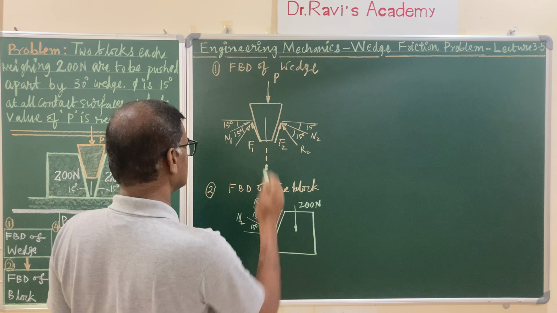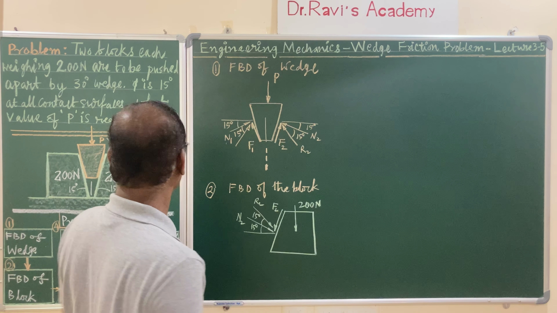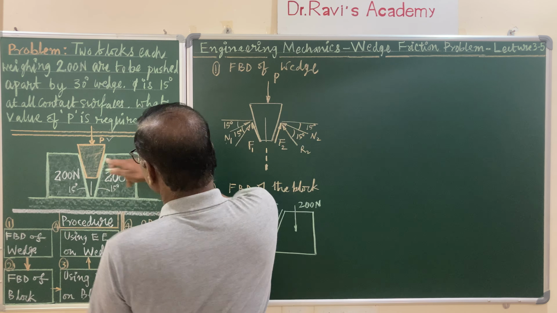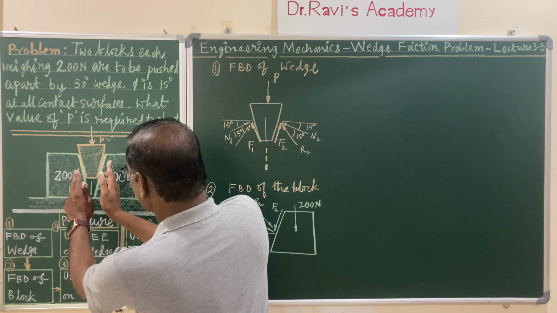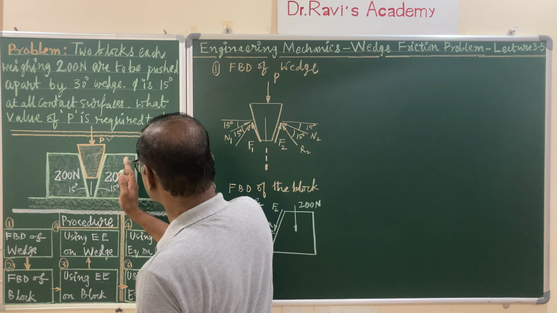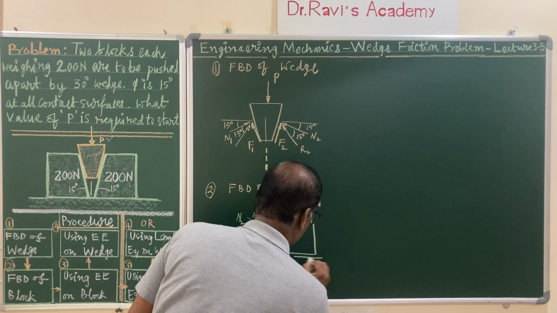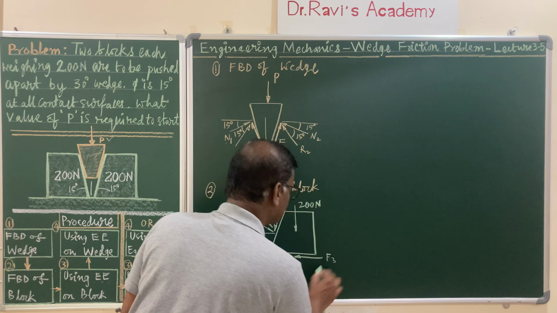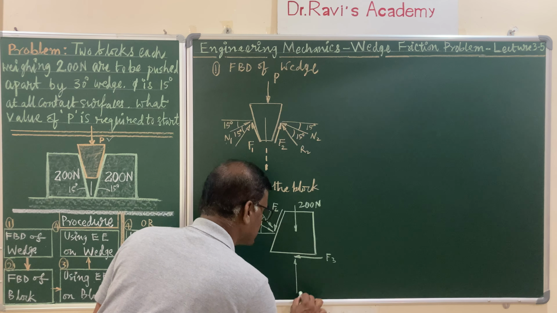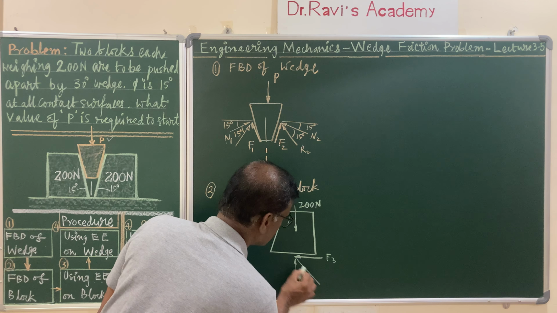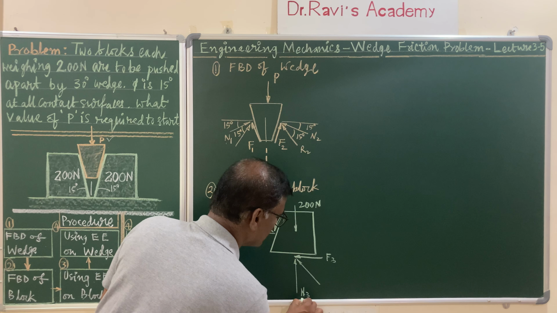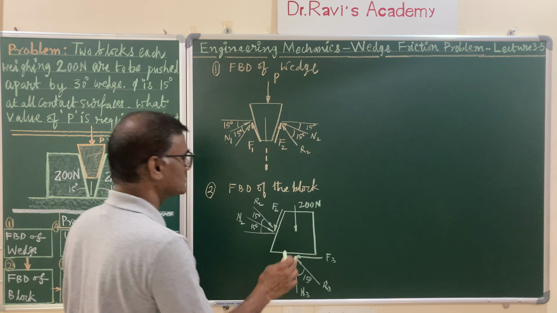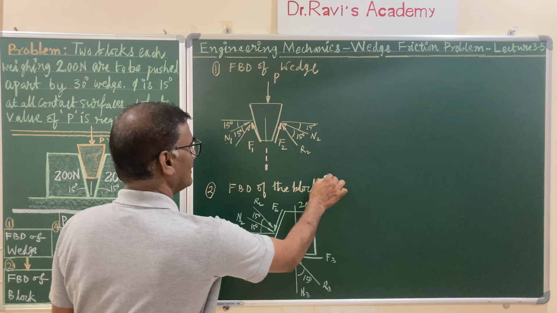So this is the contact surface between the wedge and the block. Now the block is also resting on the ground, and as the wedge is moving downwards, the two blocks are moving away. So this right block is moving to the right, and the frictional force will be exactly opposite to that. Let me call this F3, and the normal force is N3, and the resultant of these two forces, F3 and N3, is R3 at the limiting angle of friction, that is 15 degrees. So this completes your free body diagram of block 2.